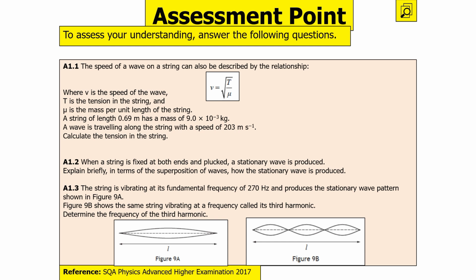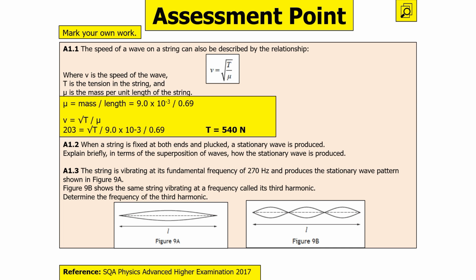Then 1.3 says the string is vibrating at a fundamental frequency of 270 Hz and produces the stationary wave pattern shown in 9a. Figure 9b shows the same string vibrating in its third harmonic. Determine the frequency of the third harmonic. So pause the video now, then unpause the video when you want to go through your answer.